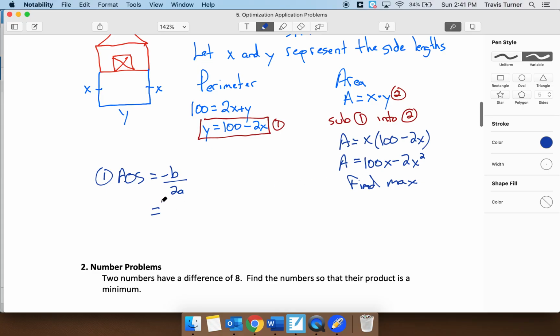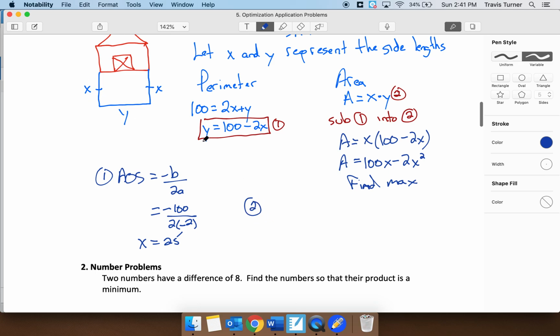So if I take this, watch, this is my b and this is my a because it's got the squared term, so that's a. So I've got negative 100 over 2 times negative 2. So that's negative 100 divided by negative 4, and that becomes 25. And because I had x here, this represents my x value for this dimension. So I already know that that's 25 feet.